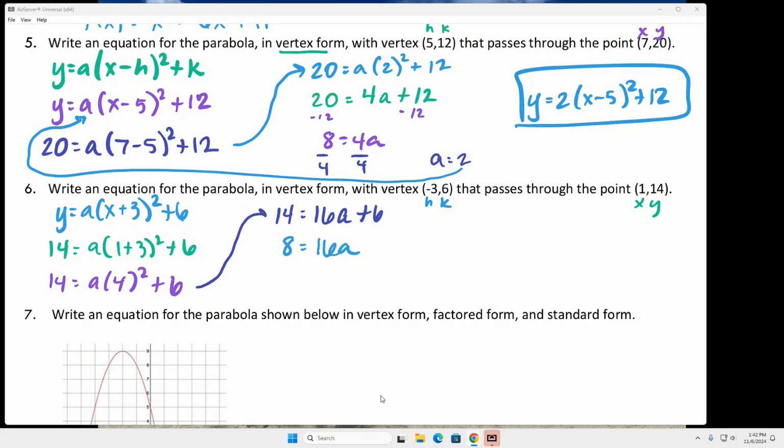Now this one doesn't turn out pretty. You actually end up with a fraction, and that's fine. A can be a fraction or a decimal. It can be positive or negative. It doesn't matter.